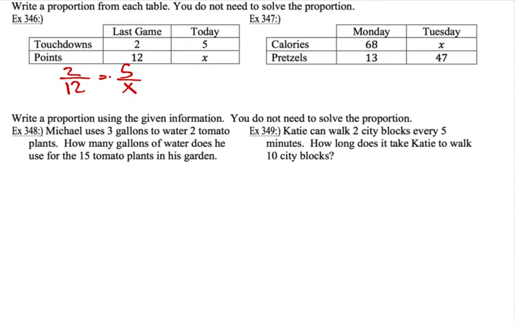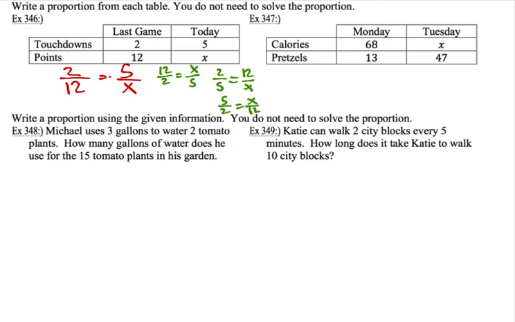I'll go ahead and write them quickly in green. I could have 12 points for 2 touchdowns and X points for 5 touchdowns. I could have 2 compared to 5, 2 from the last game and 5 in today's game, 12 in the last game and X in today's game, and that could be upside down and it would also work. So there are 4 different ways that proportion could be written.